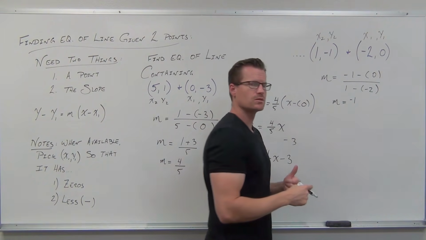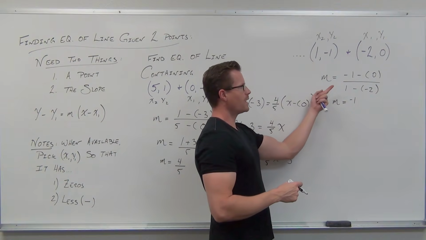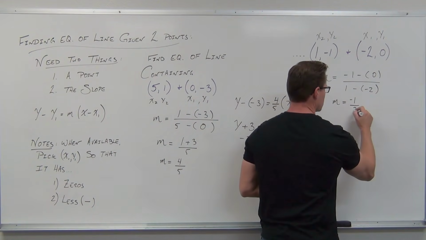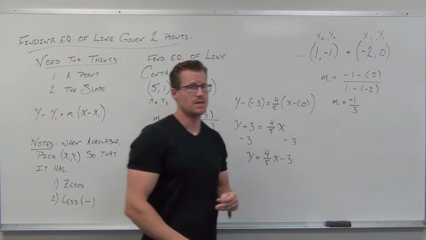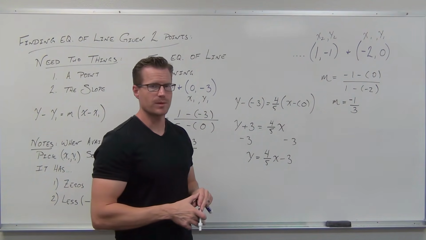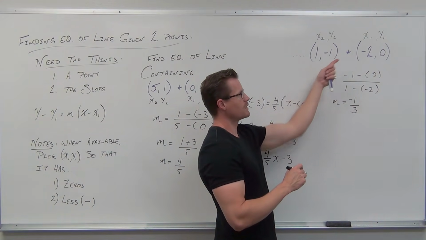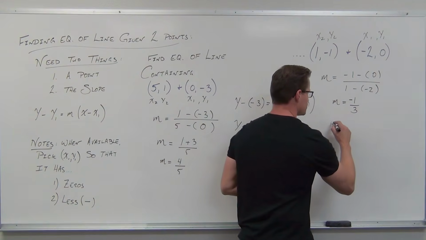-1 minus 0 is still -1. 1 minus -2, that's 1 plus 2. That's 3. So I have a slope of -1/3. No problem. It's a fraction. Who cares? Let's take our 1 point and our slope.